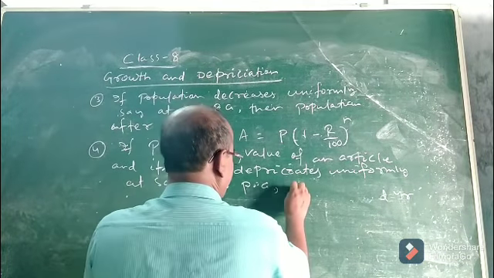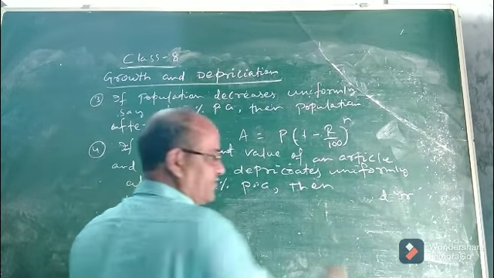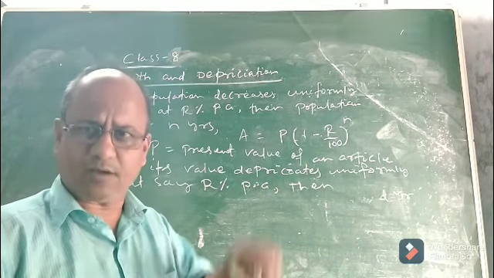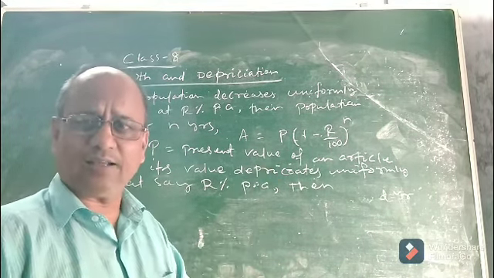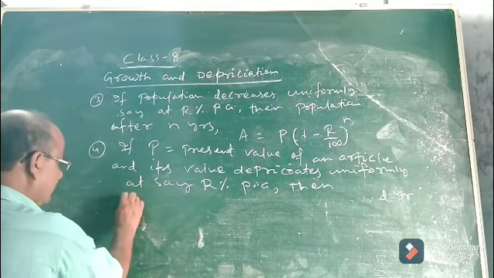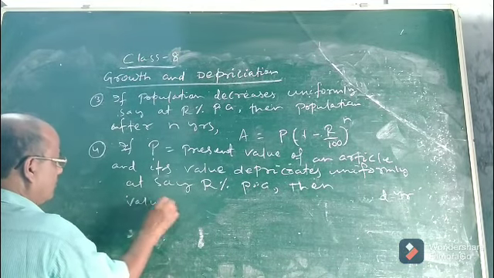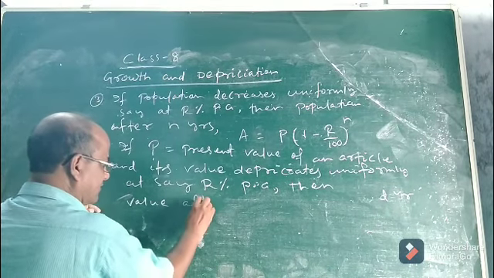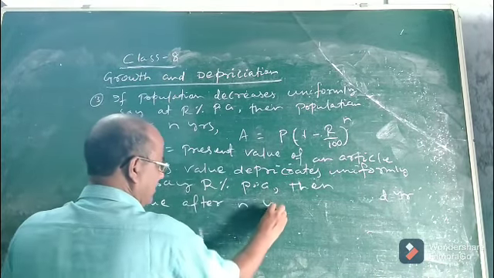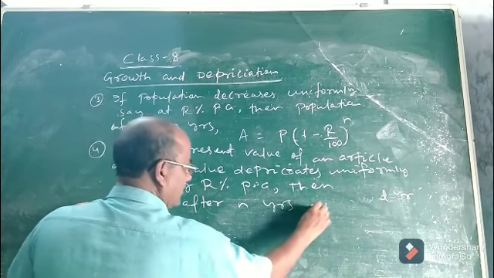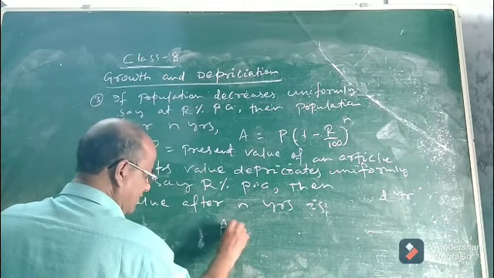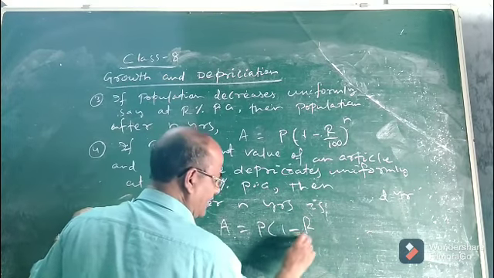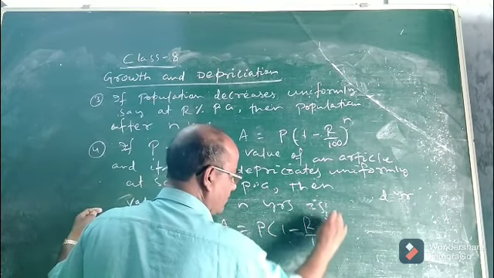After depreciation, its value will certainly become less. So what will be the value of the article after n years? The formula is A equals P into (1 minus R by 100) whole to the power n.